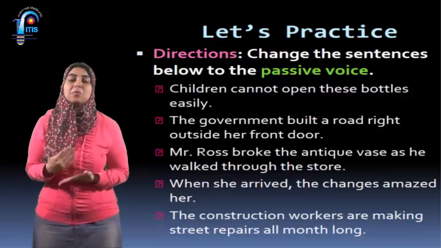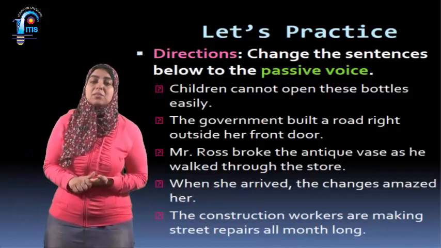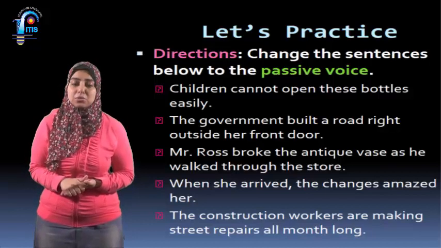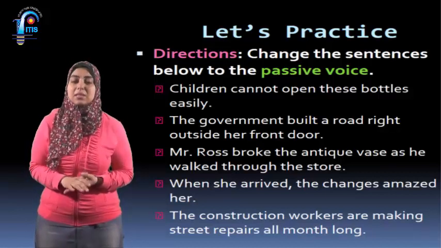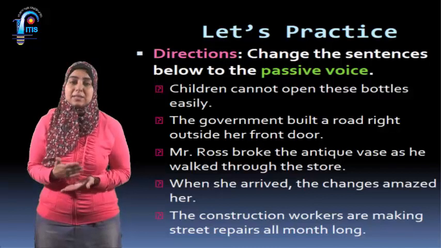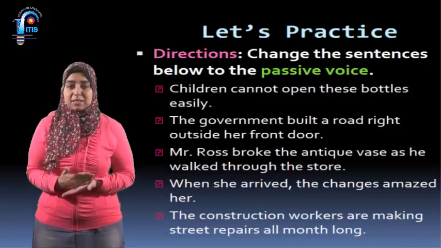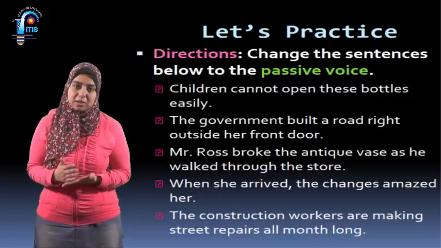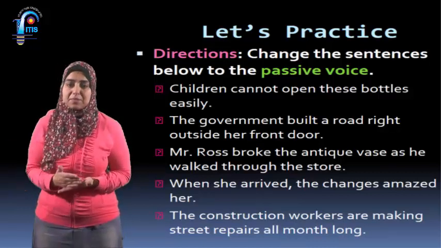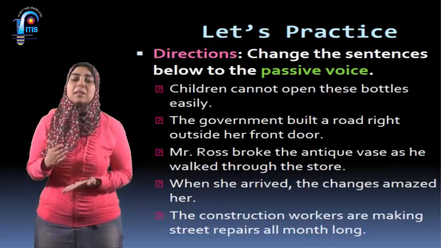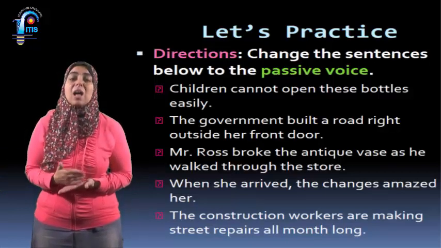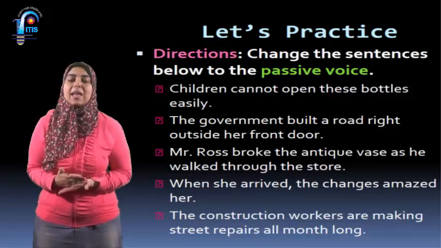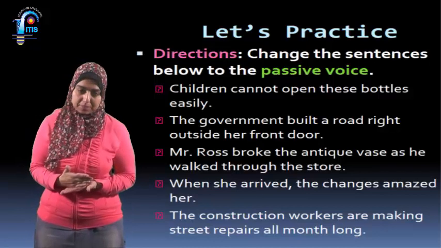Okay, now let's move to the third sentence. Mr. Ross broke the antique vase as he walked through the store. So Mr. Ross is the subject, broke is the verb, the antique vase is the object. Then we have the rest of the sentence. We are going to write it at the end of the passive sentence. So it will be: the antique vase was broken by Mr. Ross as he walked through the store.